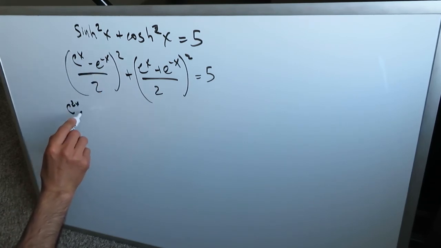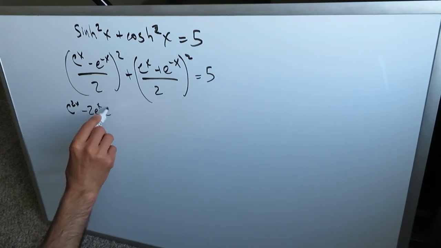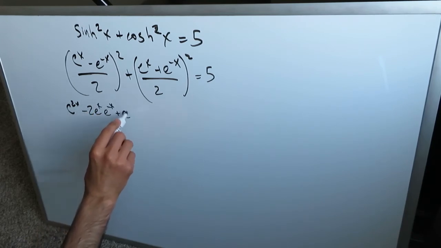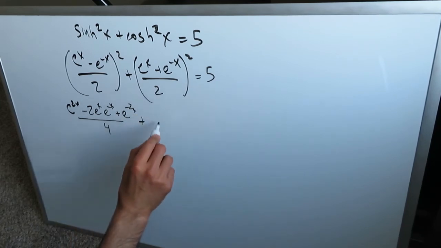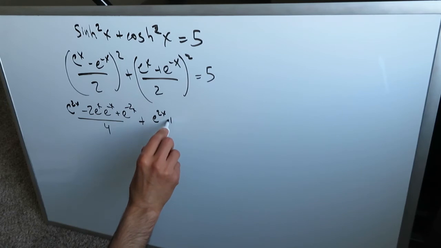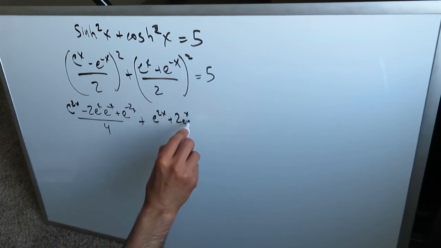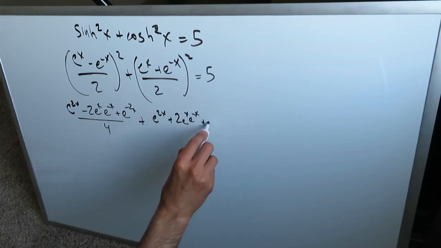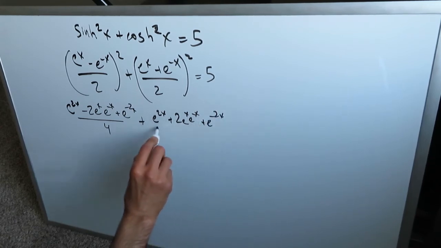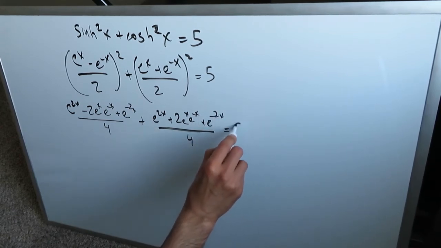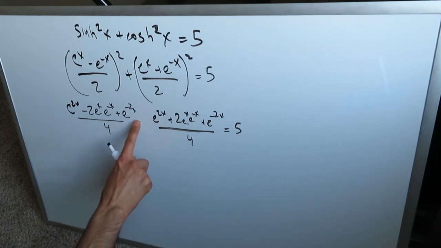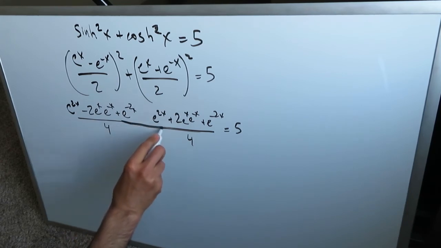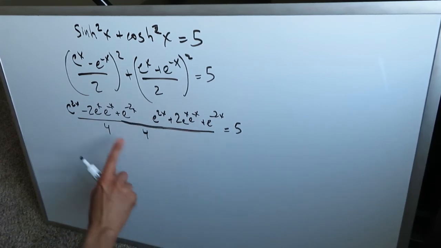We'll get e to the 2x minus 2e to the x e to the minus x plus e to the minus 2x over 4. Open this next part: e to the 2x plus 2e to the x e to the minus x plus e to the minus 2x over 4, all of course equaling 5. Common denominator is seen. Let's extend the common denominator all the way across. Unify it all under this 4.